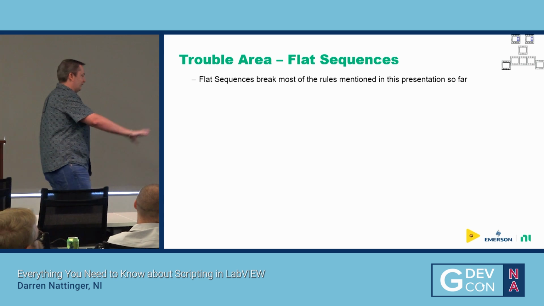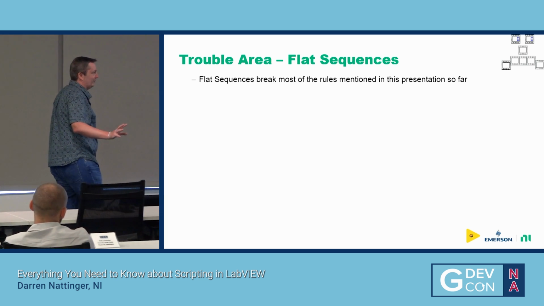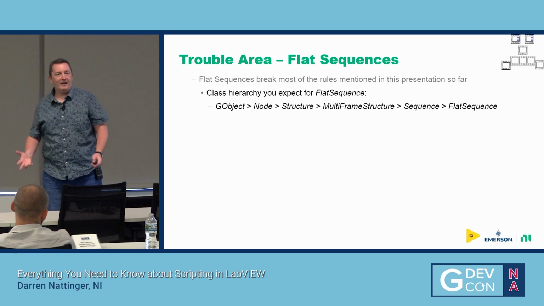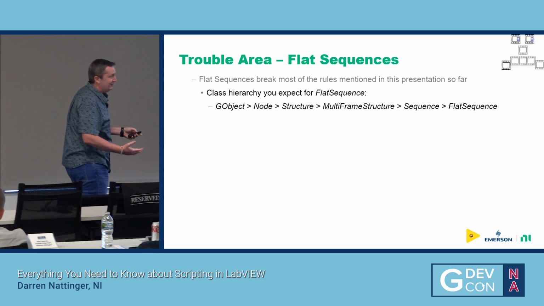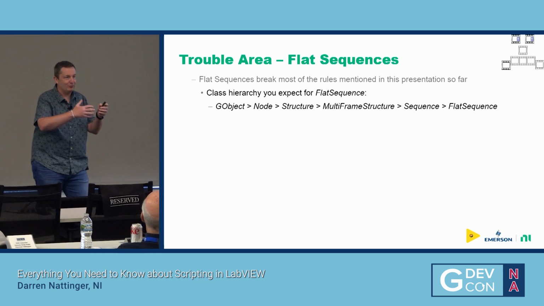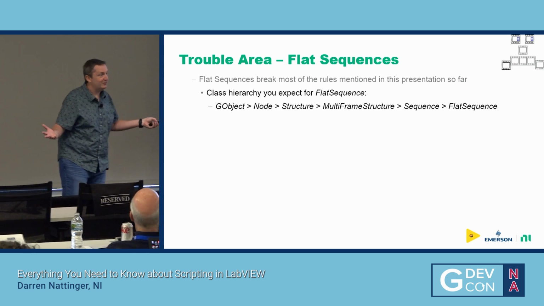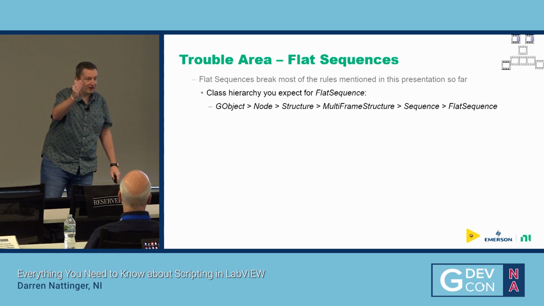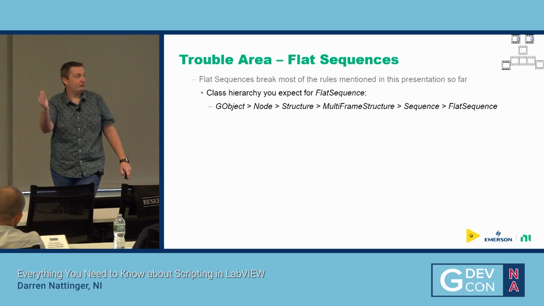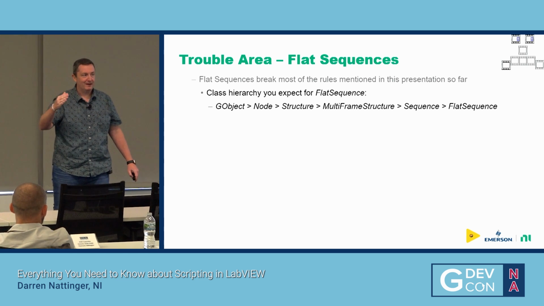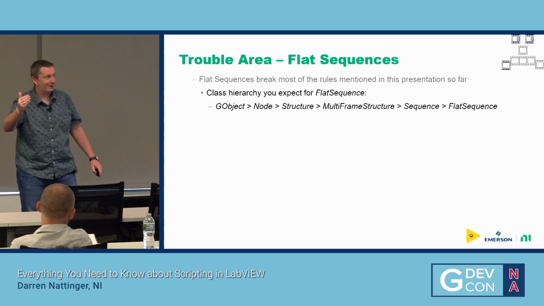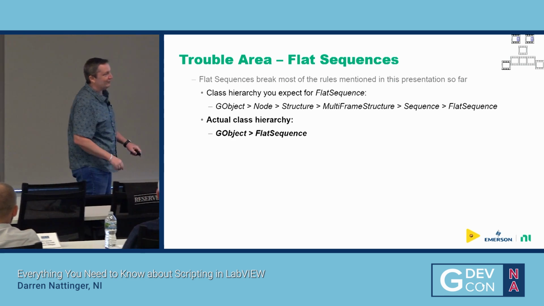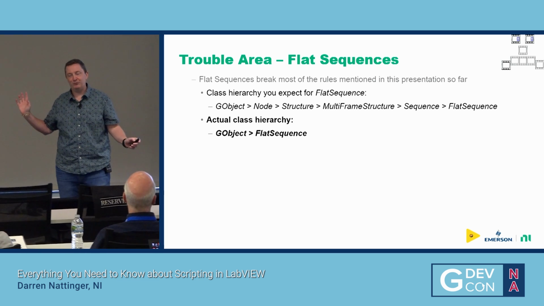So I've given y'all tons of rules about scripting so far in this presentation, and flat sequences break all of those rules. For one thing, their class hierarchy. Remember I talked about the class hierarchy? Like your red fox, it's a carnivore and a mammal or whatever. So you would expect that a flat sequence would be a GObject, it would be a node because you can wire to it, right? It would be a structure, a multi-frame structure because it's got multiple frames. There's a sequence class, so you would probably expect that the flat sequence would inherit from that sequence class, right? Wrong. The actual class hierarchy of flat sequence is that it just inherits directly from GObject.